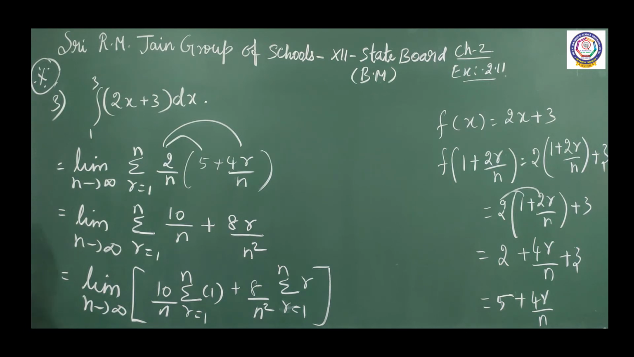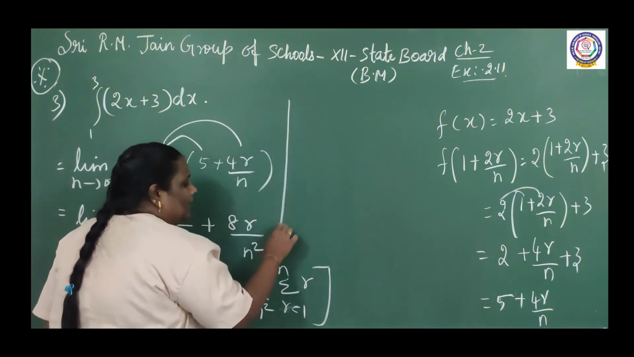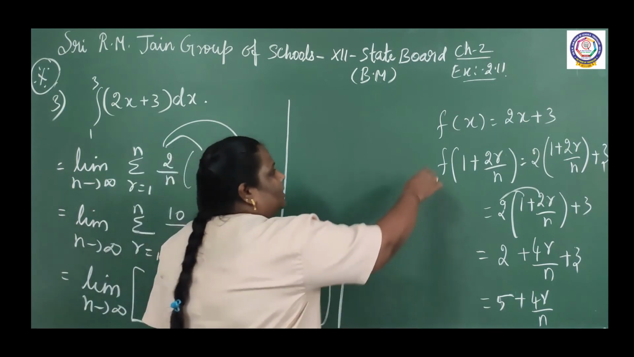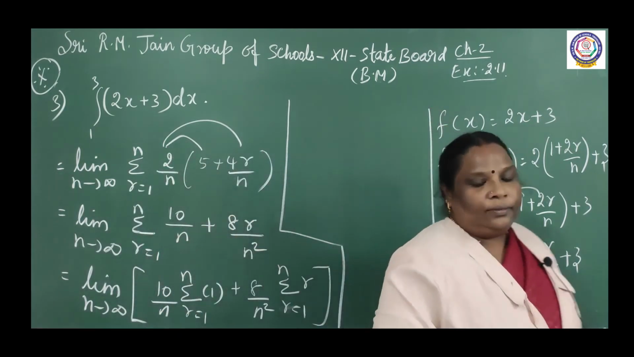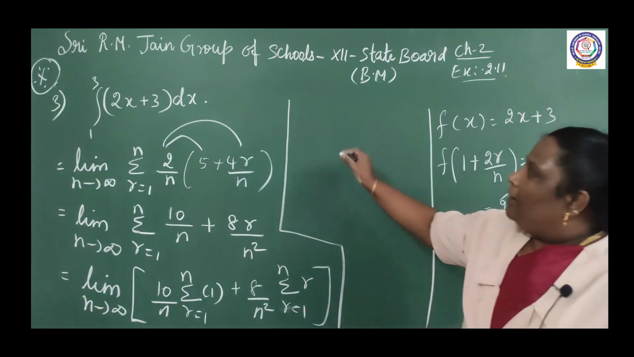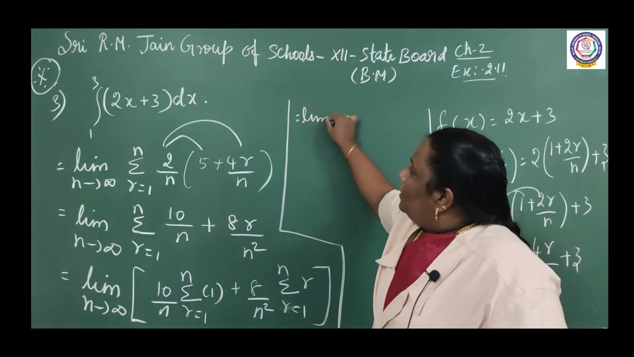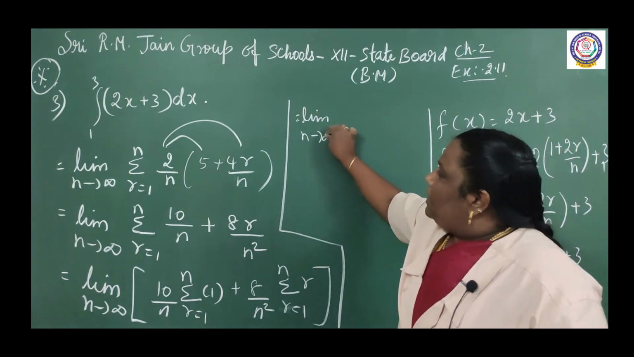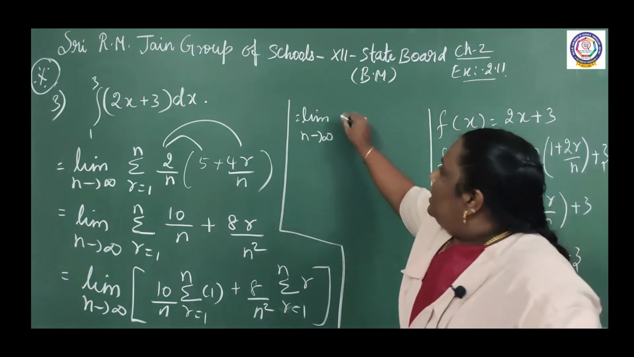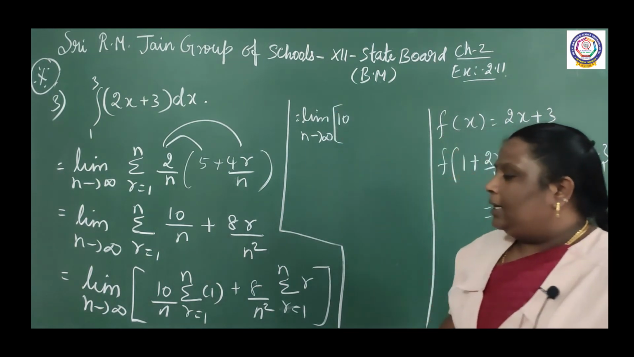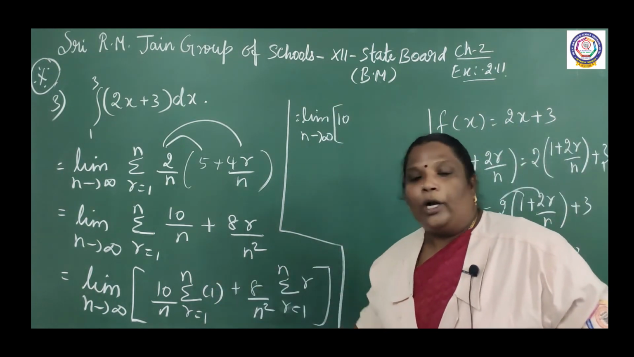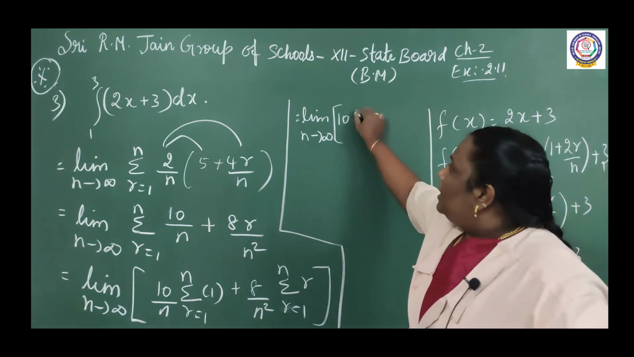Okay, so see here, see the sum, limit n tends to infinity, 10 into sigma r equal to 1 to n, the value is what?